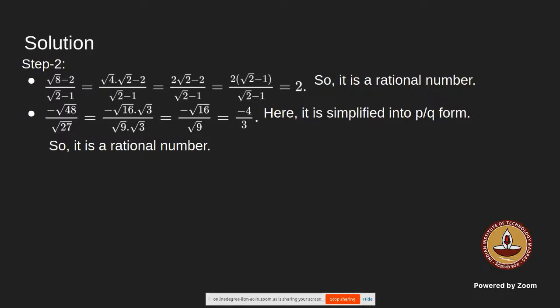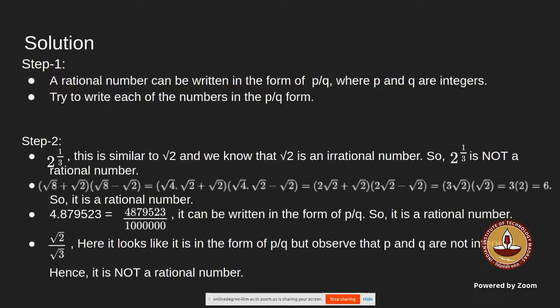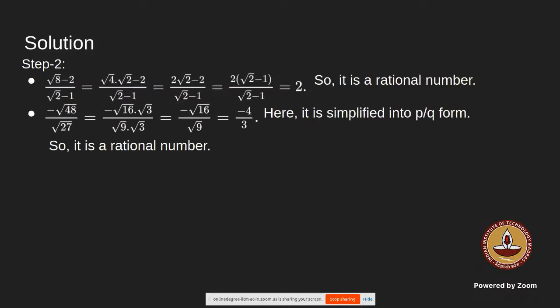So there are 4 rational numbers only. Okay, so what are the rational numbers? The second one was 6, the third one was the rational number, and this last.